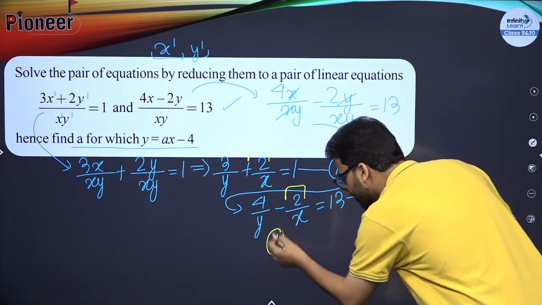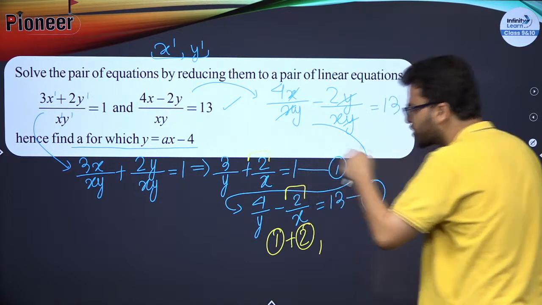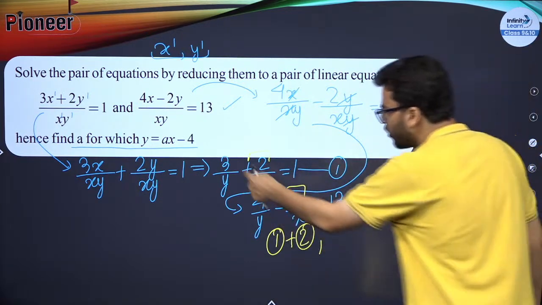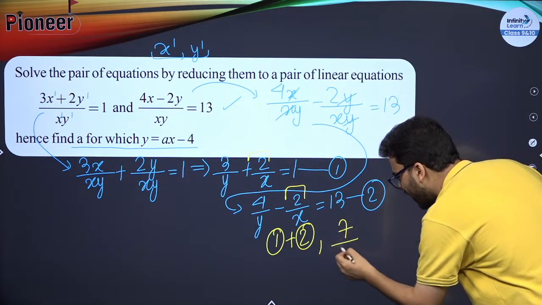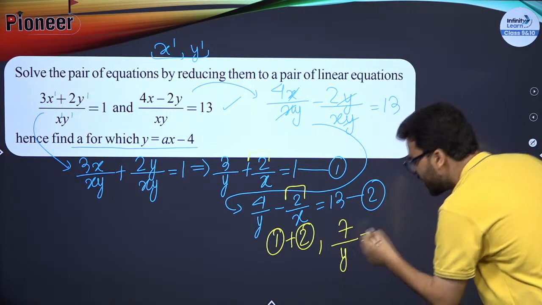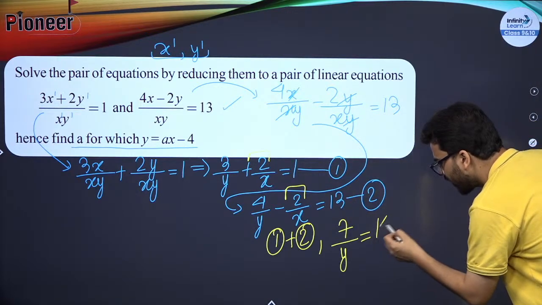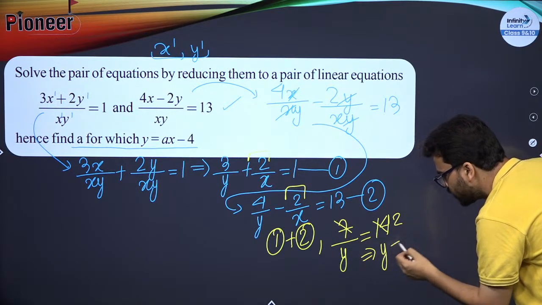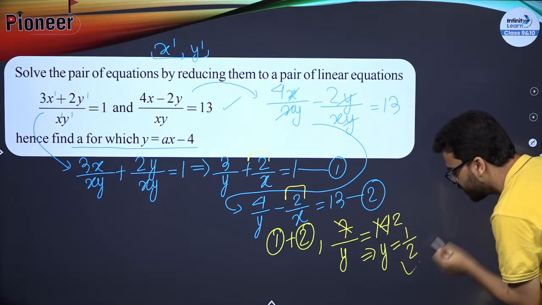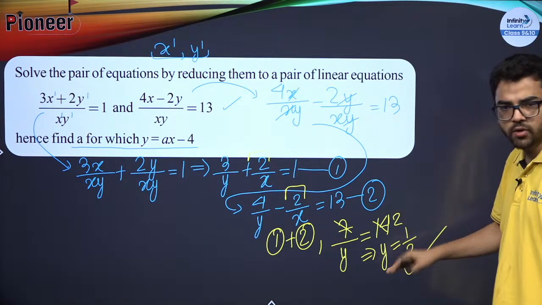If I add equations 1 and 2 over here, what will I get? You see, plus 2 by x minus 2 by x, it will be cancelled out. And over here you get 3 by y, 4 by y. So that will be equal to 7 by y, correct? 3 plus 4 is 7, and you see this is 13 plus 1, 14, correct? So 7 2s are 14. So you will get y is equal to 1 by 2. That's it. I think your answer is correct, Prathamesh. You also got y is equal to 1 by 2. Yeah, that is correct. So y is equal to 1 by 2 we are getting.